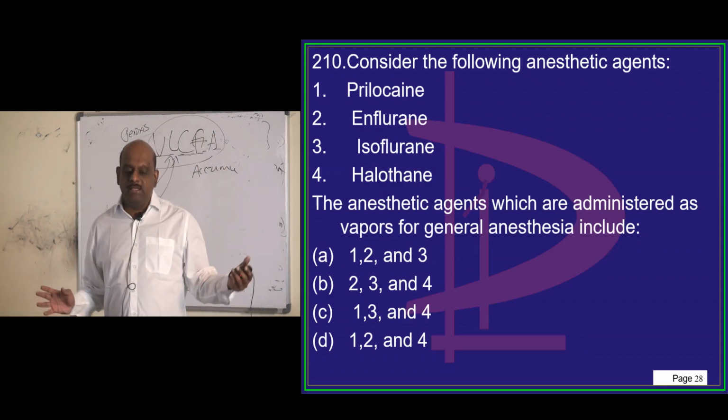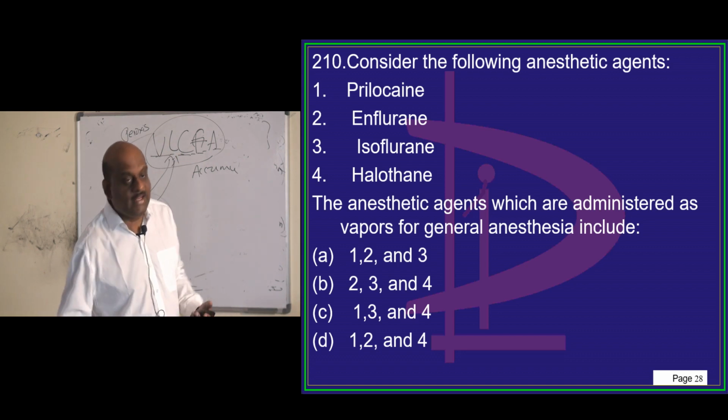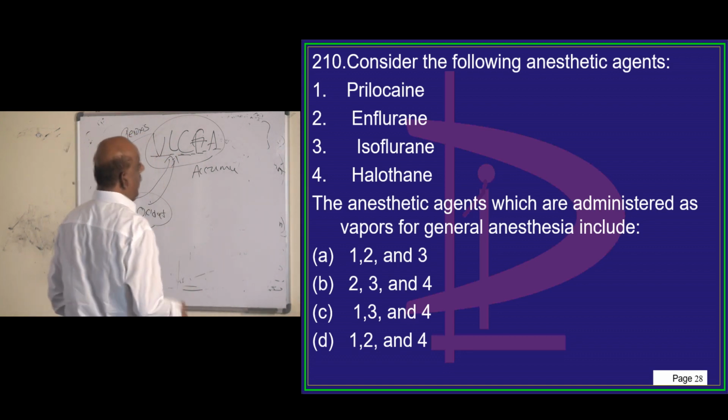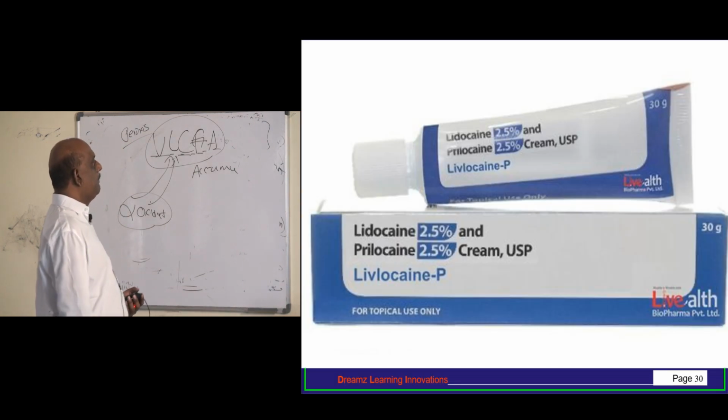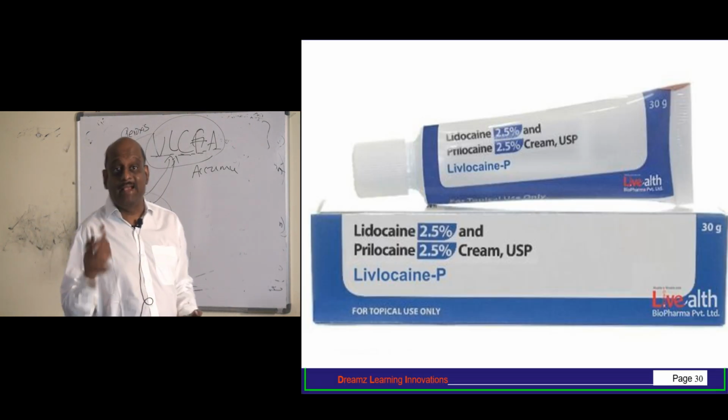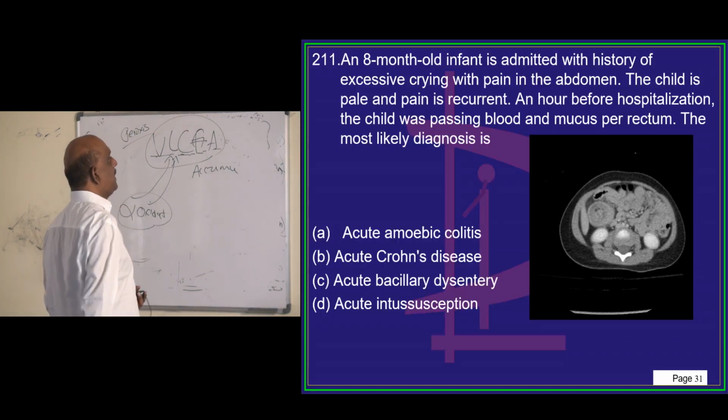Now, what are all the agents which are given inhalationally in general anesthesia? Enflurane, isoflurane, halothane, but not prilocaine. Prilocaine, like lidocaine, is available as a cream, is what you need to understand.